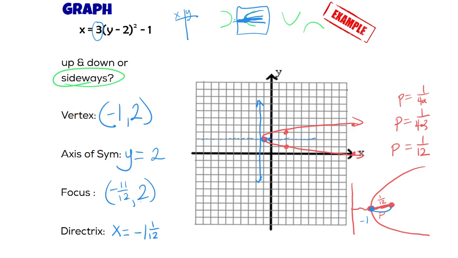All right, and now we've got everything figured out. We have it graphed, we have all the info figured out, and we've got kind of a nice, good example of a sideways parabola.